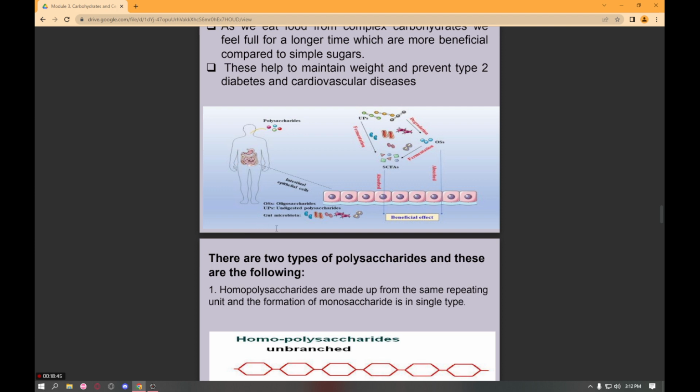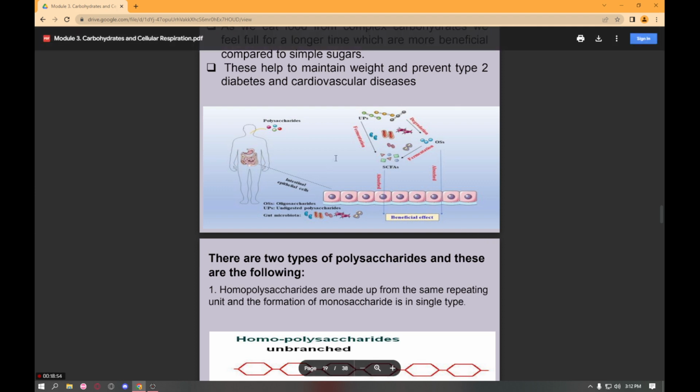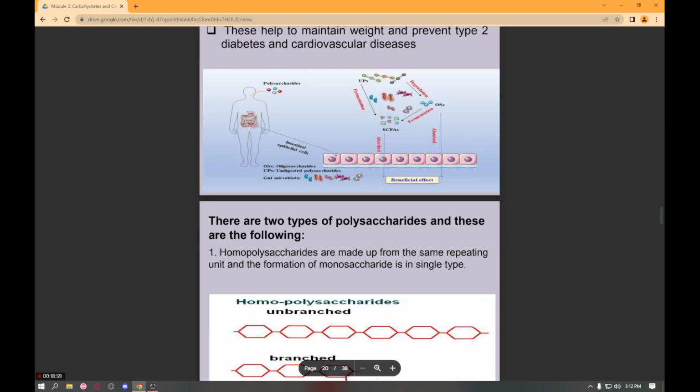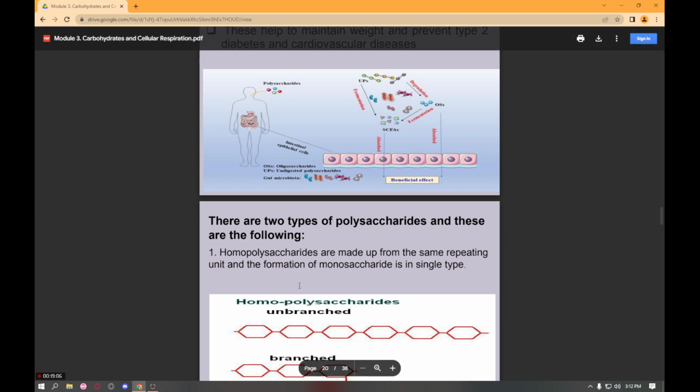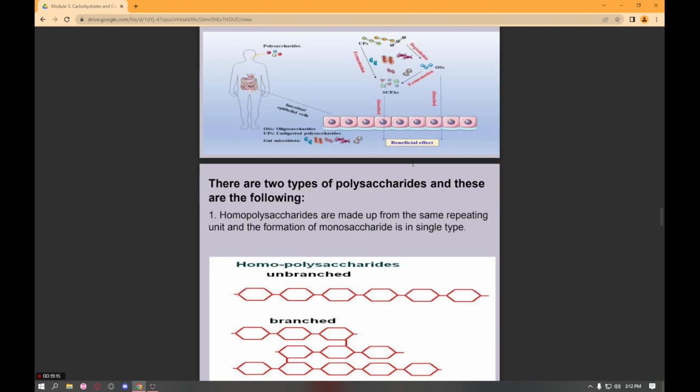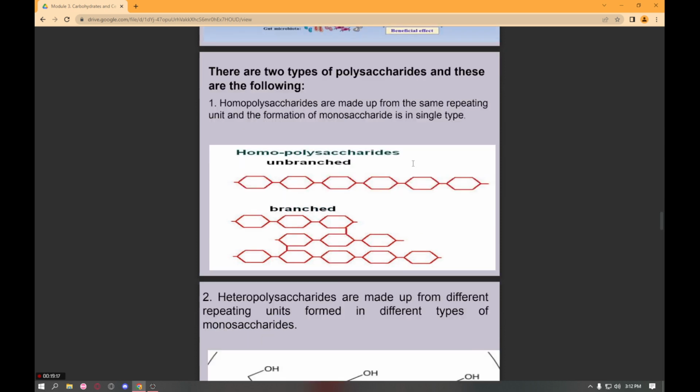Okay, this is an oligosaccharide here. It is mentioned about the polysaccharides, which are made from complex carbohydrates. Your polysaccharides are made up of two types. These are your homopolysaccharides, and the other one is the heteropolysaccharides. When you say homo, it means one, which means these are made up of the same repeating unit. They have the same unit, a single type of monosaccharide.